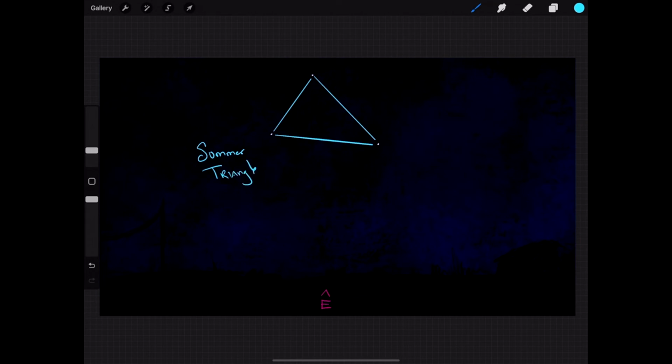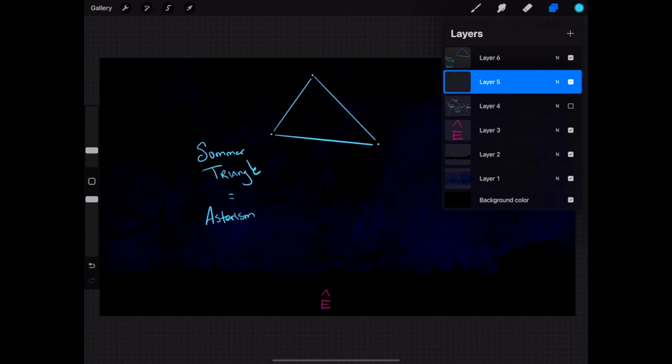Now, is the summer triangle a constellation? Nope, it's not. It is a what? That's right, it's an asterism. Okay, so let's look for another couple of constellations that you'll be able to see.